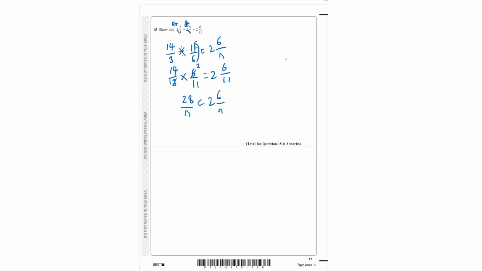This is equal to 2, 6 over 11. And the highest multiple of 11 just before 28 is 22. So 22 divided by 11 is 2. 28 minus 22 is 6, divided by the same denominator. So 2, 6 over 11. And that's our final answer.